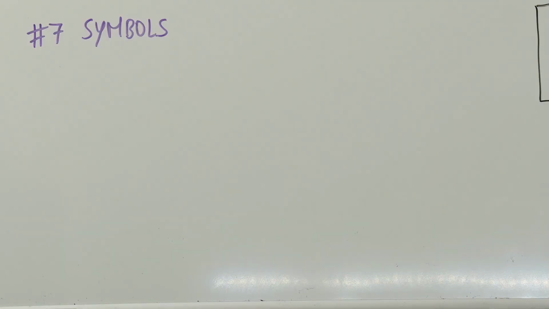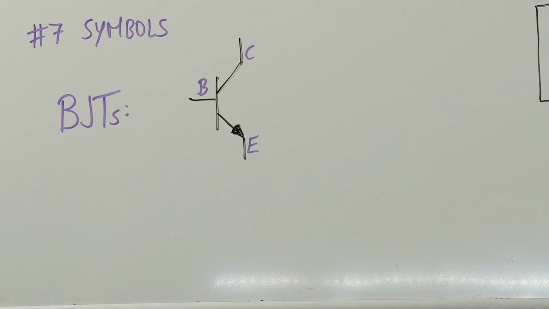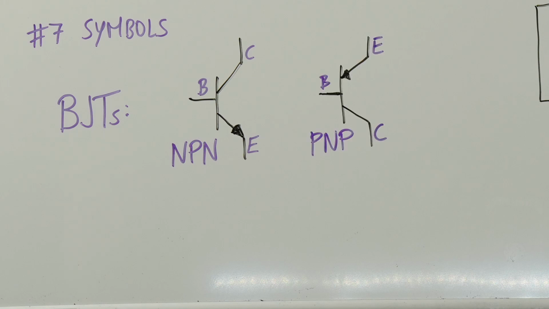Now let's take a look at the circuit symbols of these different transistor types. Let's first look at the bipolar junction transistor symbols. In the NPN transistor symbol, the arrow points outward from the base to the emitter, while in a PNP transistor, the arrow points inward from the emitter to the base. The letters E, B, and C represent the emitter, base, and collector terminals, respectively.